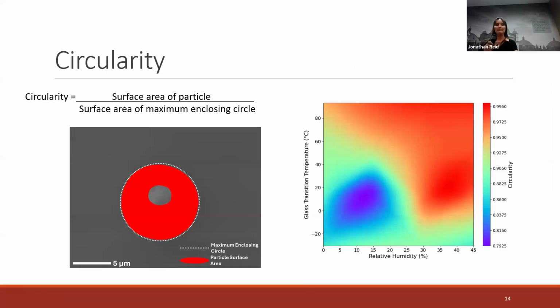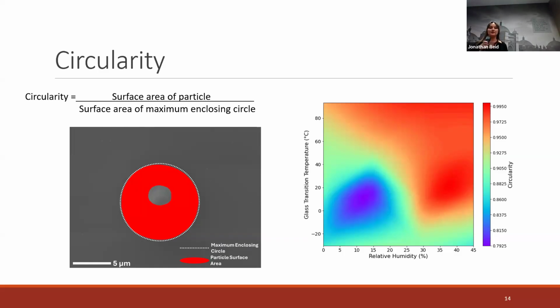To apply a more numerical value to this, I did some circularity calculations. For me, I did this by using the surface area of the particle divided by the surface area of the maximum enclosing circle once the image had been binarized. So this excludes any voids in the surface area of the particle. And yeah, I ended up with this plot on the right, which is the glass transition temperature versus the relative humidity.